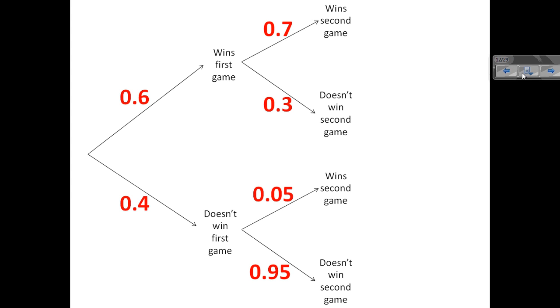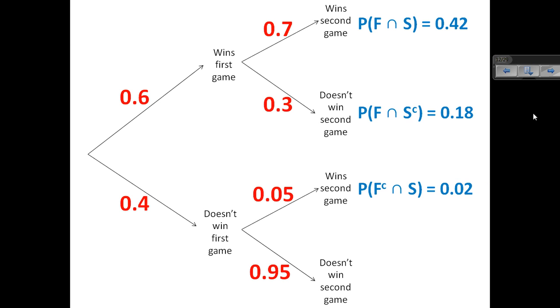So then we do our multiplication to find our 4 different options. The first option, of course, is that they win both games, so 0.6 times 0.7, which is 0.42. So the probability that they're going to win the first and the second game is 0.42. Winning the first game but losing the second, 0.6 times 0.3 is 0.18. So first is won, second is lost. The third option is if they don't win the first game, but they come back and win the second game. So 0.4 times 0.05, which is 0.02. And then the last option, they lose both games. 0.4 times 0.95 would be 0.38.